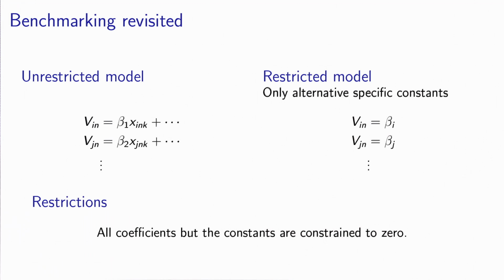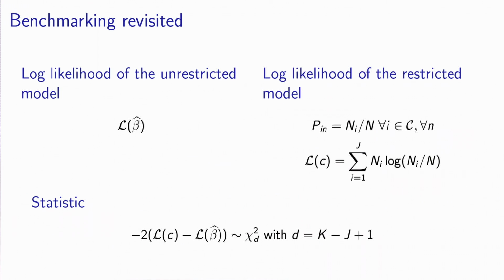So again, on the left, you have the model that you would like to test. This is your model. And on the right, you have a model where the V, the deterministic part of the utility function, contains only alternative specific constants. Now, in the context of the likelihood ratio test, you have an unrestricted model and a restricted model. The restrictions are that all coefficients except the constants are constrained to be 0. In order to apply the test, we need to calculate the final log likelihood of these two models. So for our model, this is the result of the estimation.